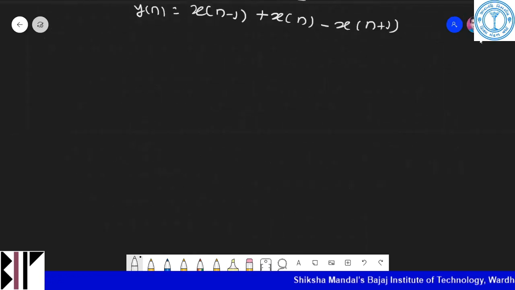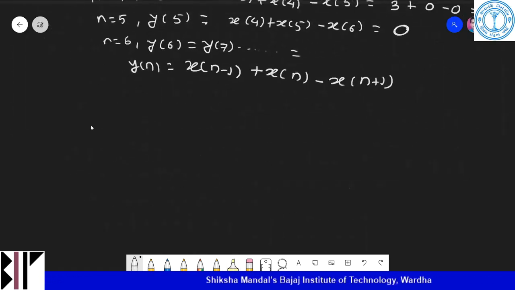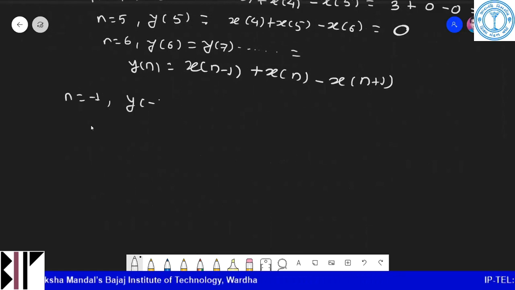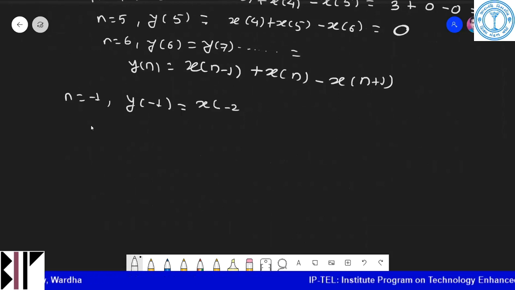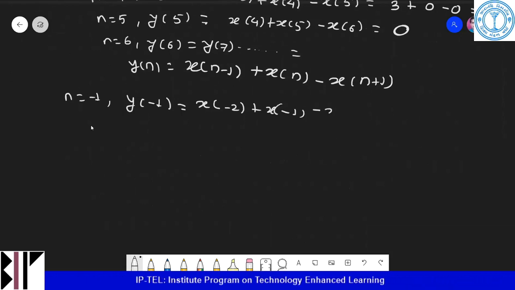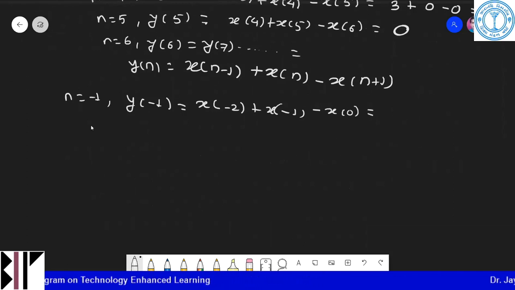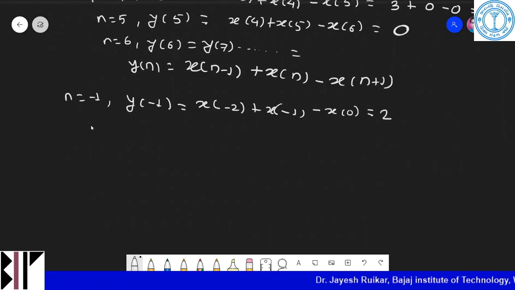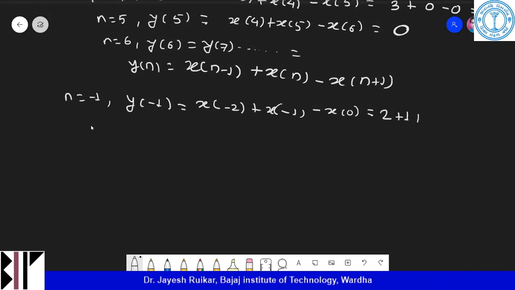Okay, we have put all the values towards the positive sides. Now we'll put the values from n is equal to 0 and minus 1. So y of minus 1 is nothing but x of minus 2 plus x of minus 1 minus x of 0. Minus 1 plus 1 is 0. So x of minus 2 is 2, plus 0, minus 0. So its value is equal to 3.